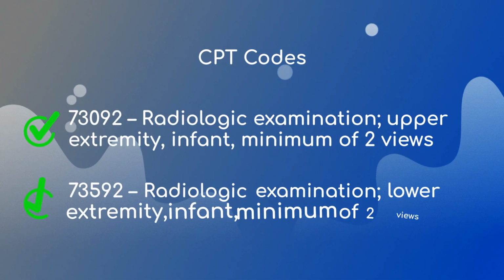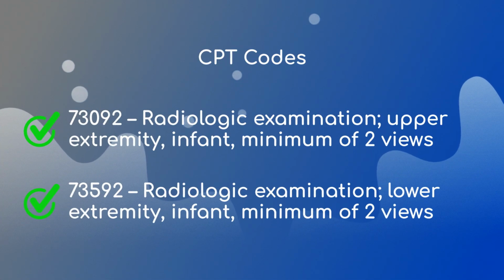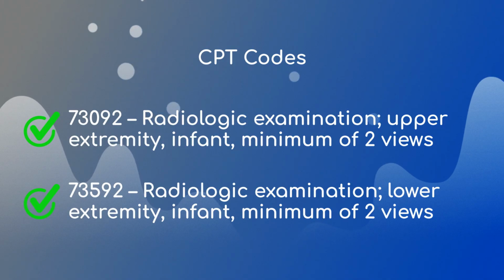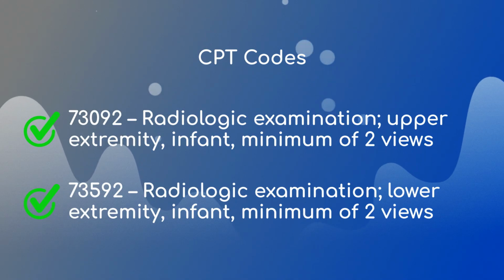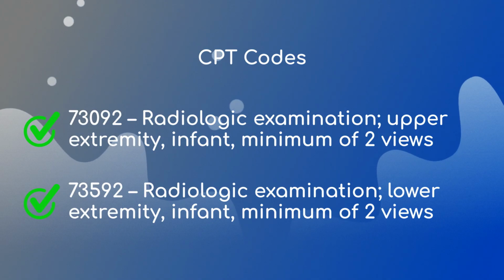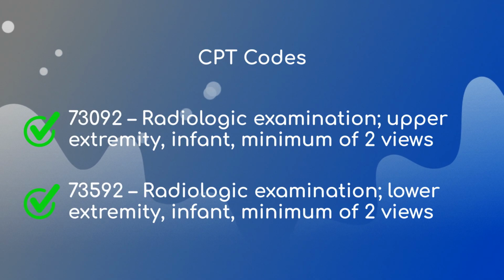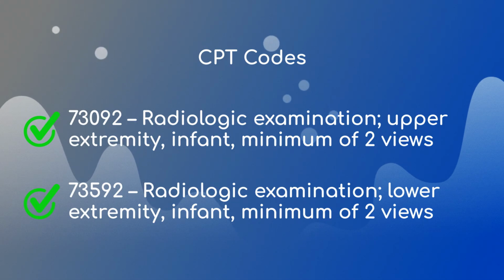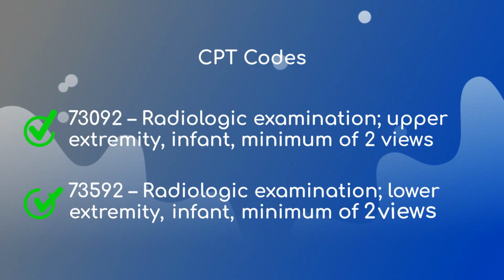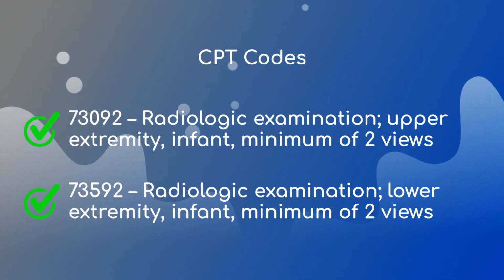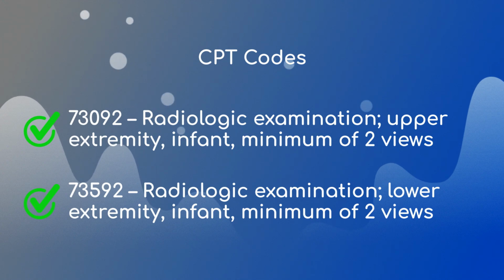73592, radiologic examination, lower extremity, infant, minimum of 2 views. Similarly, this code applies to imaging of the lower extremity in infants. It encompasses the hip, femur, knee, tibia, fibula, ankle, and foot structures, as long as a minimum of 2 views is obtained. For diagnostic radiology, each limb is treated as a separate exam and coded individually using right and left modifiers. These codes are applied per extremity and not bilaterally bundled, so each side is coded individually.